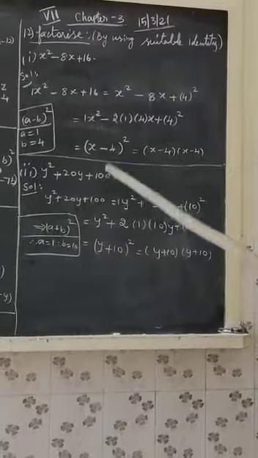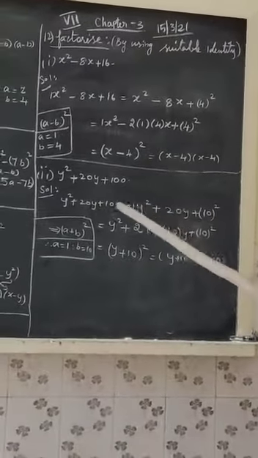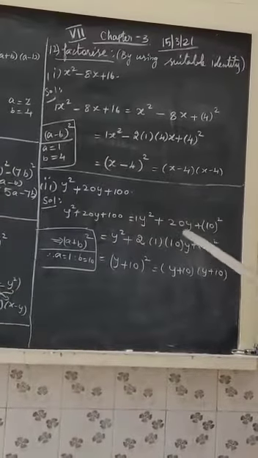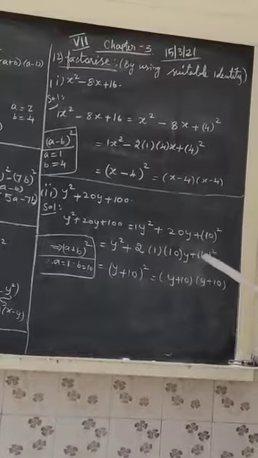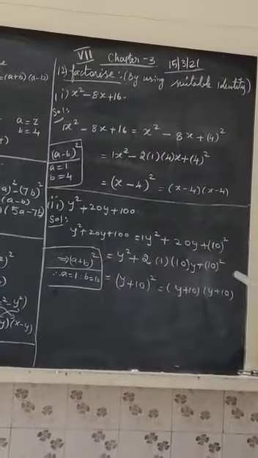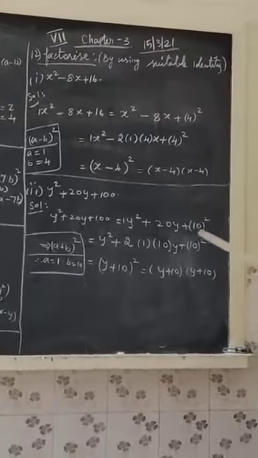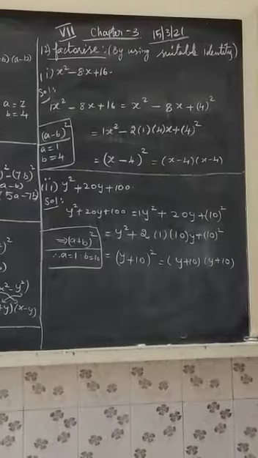Same as the previous problem, but here the plus formula is given: y square plus 20y plus 100. So in this problem we use the a plus b the whole square formula. Okay, that identity you use here. So the first term is y square plus 20y plus 100. I write it in the form of square as 10 square.